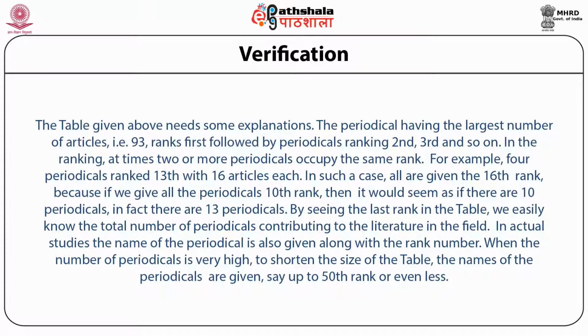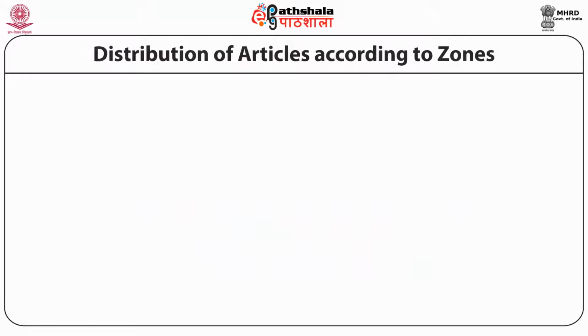In Bradford zones, you find 3 zones, 1, 2 and 3, and the number of periodicals in the 3 zones are 10, 50 and 266. The number of articles in the 3 zones is more or less the same: 445, 443 and 444. It relates to the distribution of articles in 3 Bradford zones.